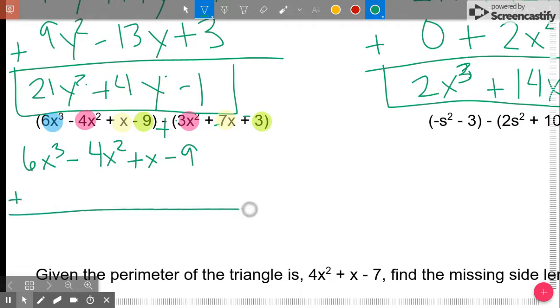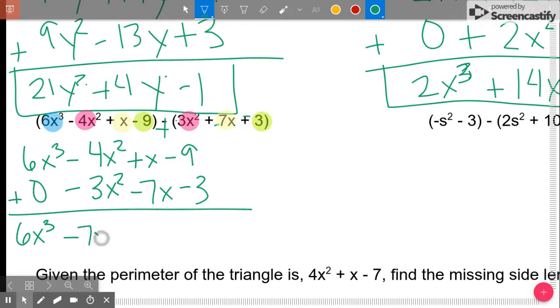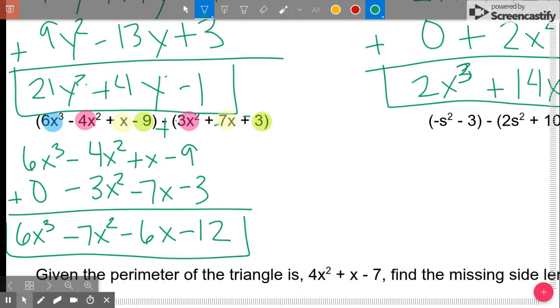And then I can add, since I've already changed my sign, there's no x to the third, so I'm going to put a 0. And remember, it's a negative 3x squared since you changed that. Then negative 7x, and then a negative 3. And then you add them. So you have 6x to the third. And then negative 4 and negative 3 gives you negative 7x squared. You have a positive x and a negative 7x, so you get negative 6x. Negative 3 and negative 9 is negative 12. And that is your answer.